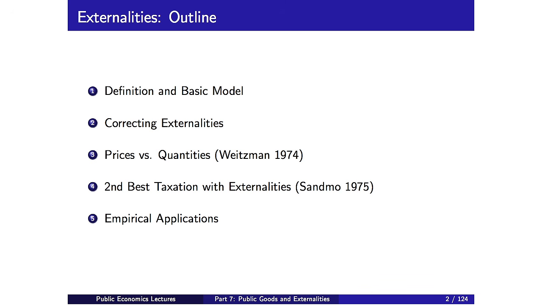Then we will combine the externalities part of the class with the optimal tax part of the class and think about second best taxation, like the Ramsey problem when you have externalities. That's what the Sandmo paper does. And then we'll talk about empirical evidence.